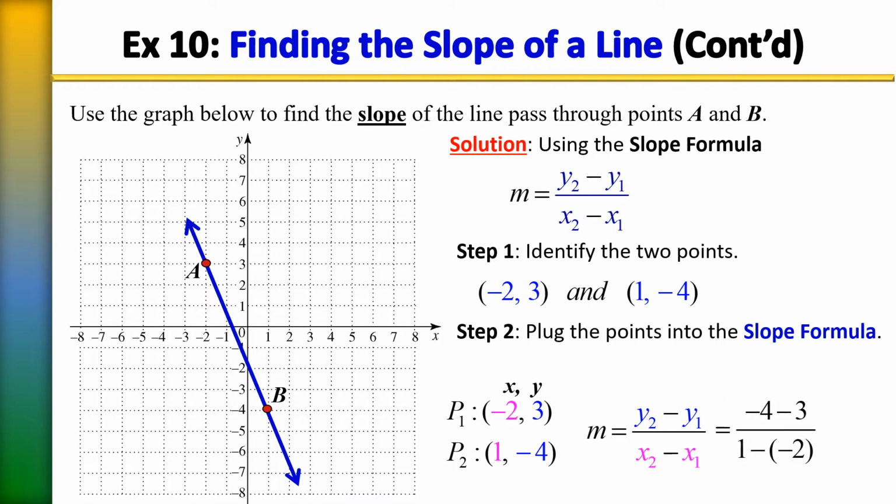On the top, the signs are the same. Keep the sign. We want to add the numbers. That's going to give us -7. On the bottom, we have a double negative, -2, but with a negative in front of it, it becomes +2. So that's going to give us 1 plus 2, which will give us 3. So our slope then is -7 over 3, which is the same as -7/3 as our slope.